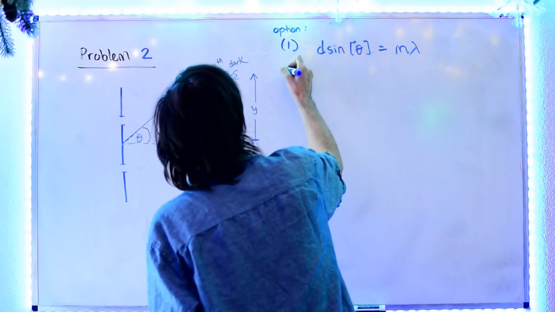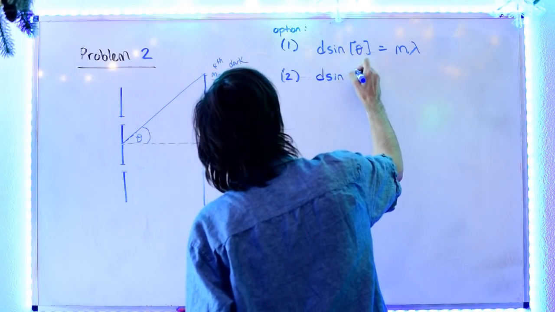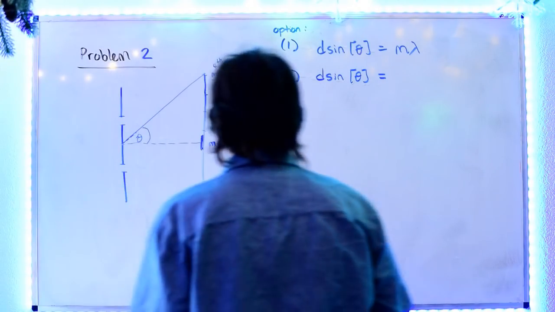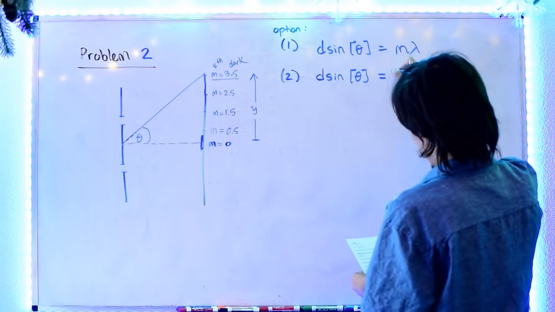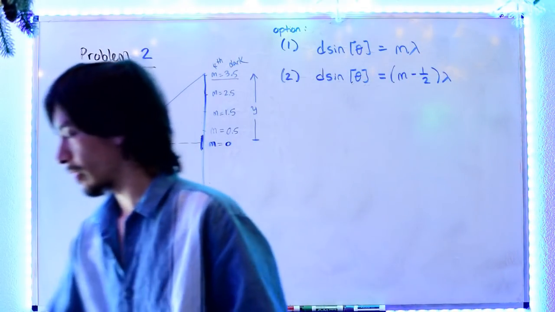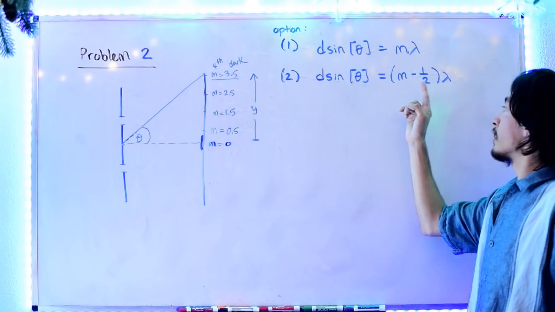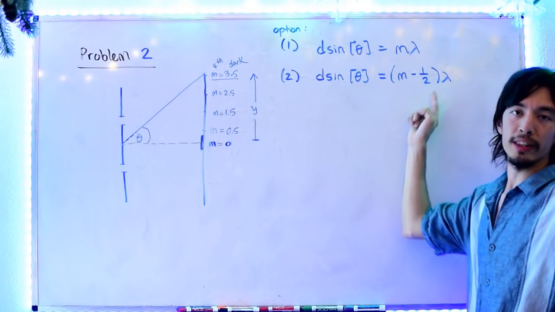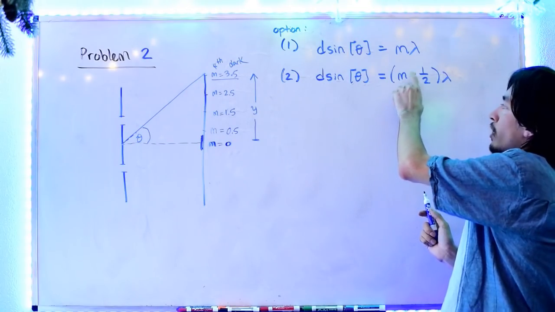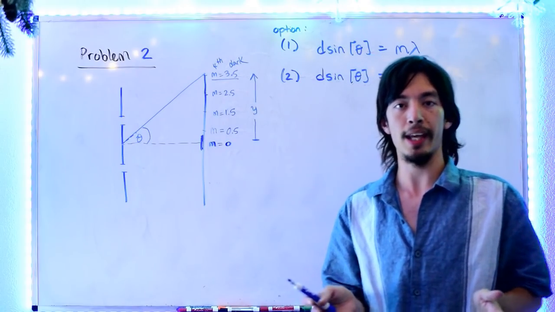The other option, option 2, is to use the modified equation which accounts for the destructive. Specifically, it would be written as d sine theta is equal to (m minus a half) lambda. So if you use it this way, then you have to make sure the stuff in the parenthesis turns out to be 3.5. So it doesn't really matter what it says inside the parenthesis, it only matters what the value overall in the parenthesis ended up being.